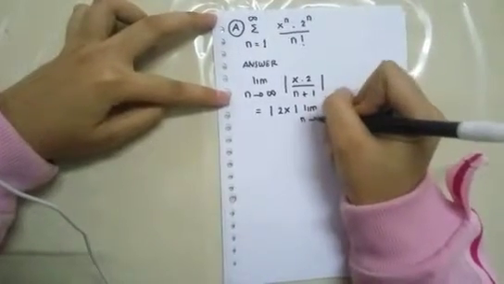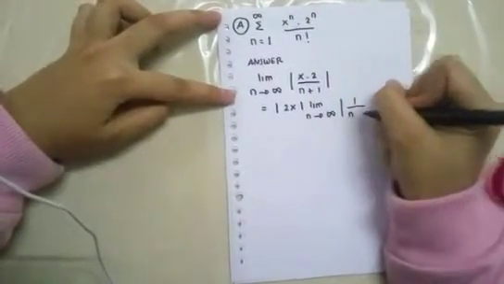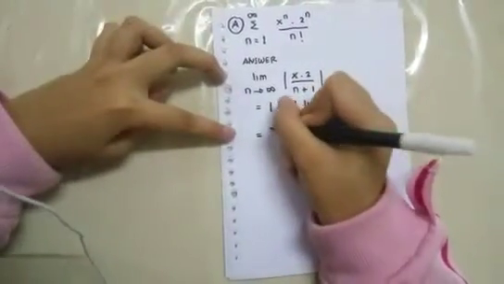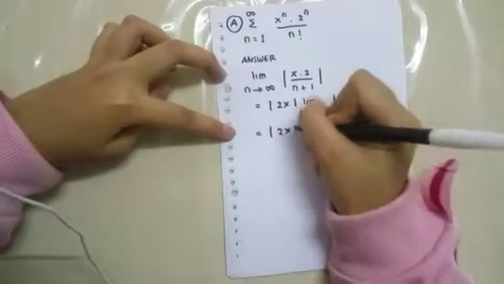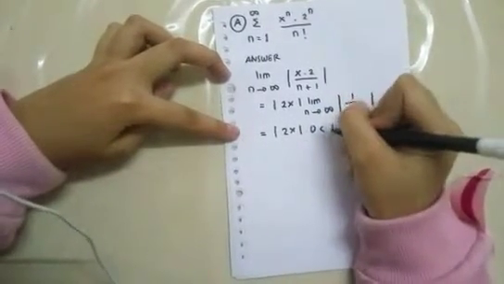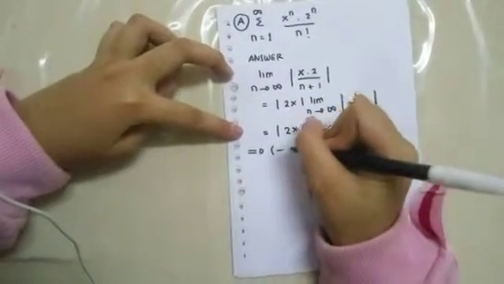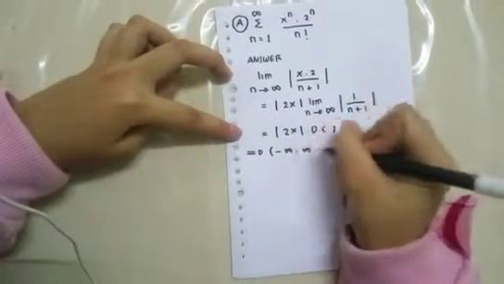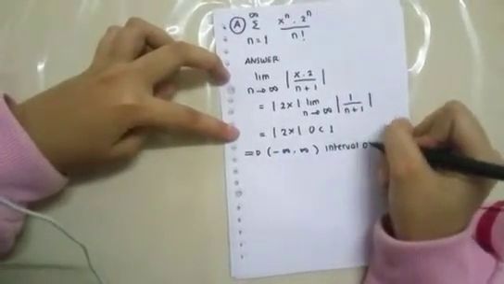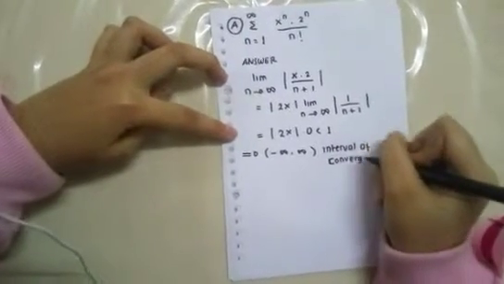Times the limit as n goes to infinity of the absolute value of 1 divided by n plus 1, equals the absolute value of 2x times 0, which is less than 1. So the series converges for all x, meaning the interval of convergence is infinite.